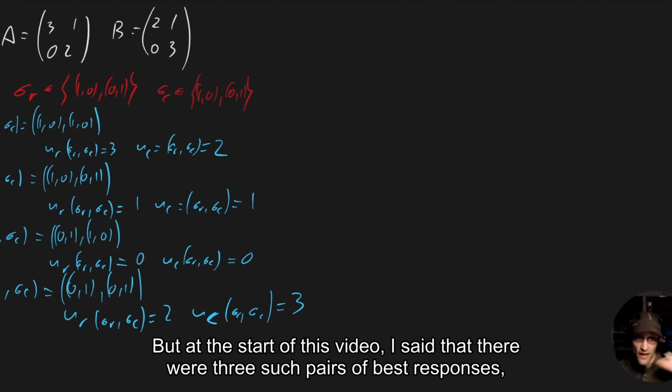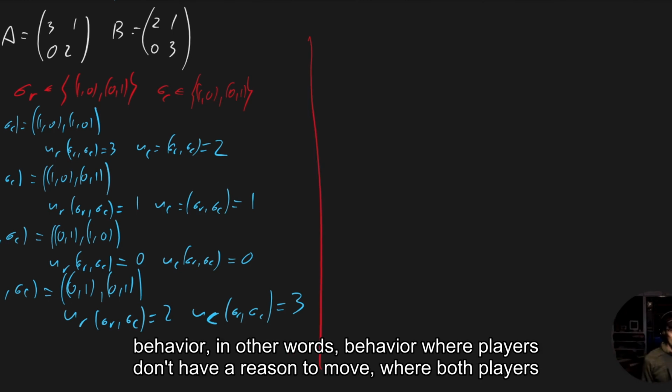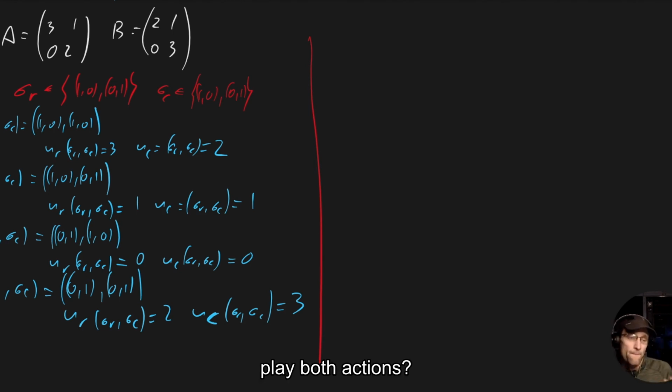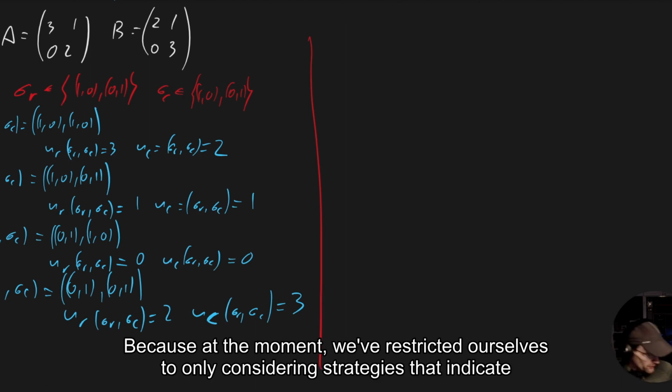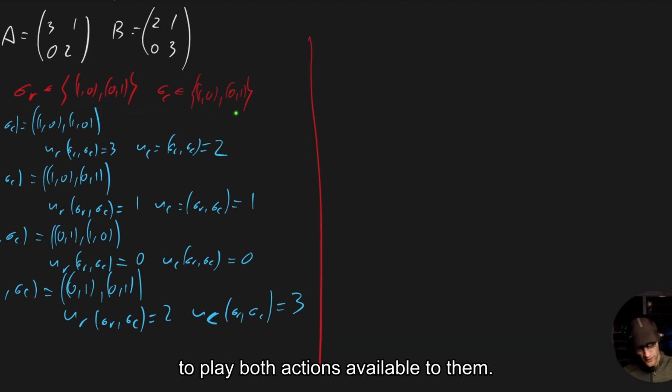But at the start of this video, I said that there were 3 such pairs of best responses. So let's go find the other one. And the other one we're going to find, we're going to say, is it possible to find equilibrium behavior? In other words, behavior where players don't have a reason to move, where both players play both actions. Because at the moment, we've restricted ourselves to only considering strategies that indicate a single action, but are there strategies that are pairs of best responses that indicate to play both actions available to them?